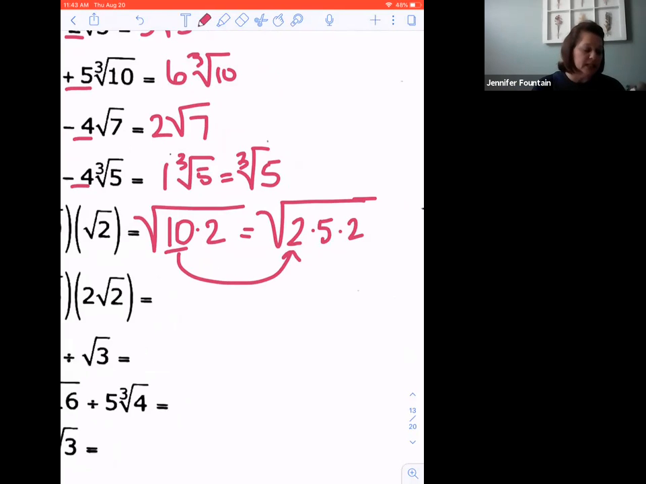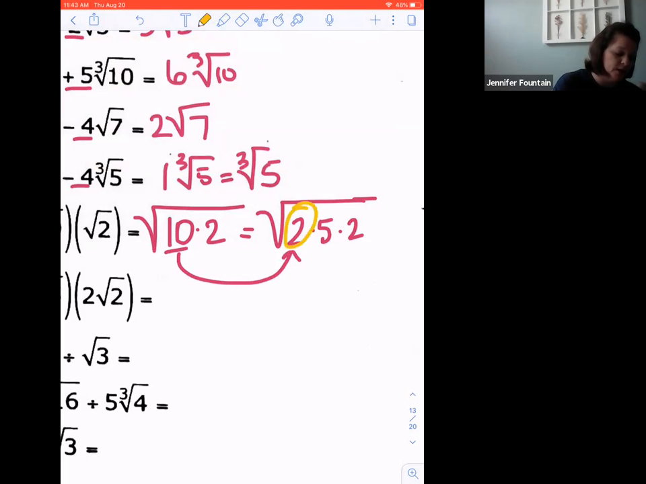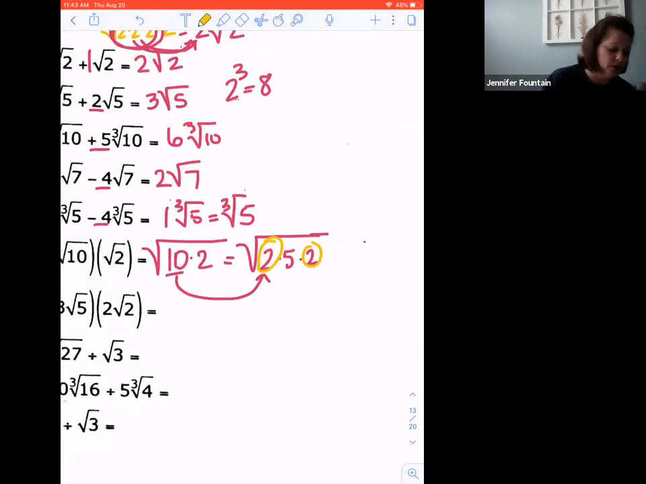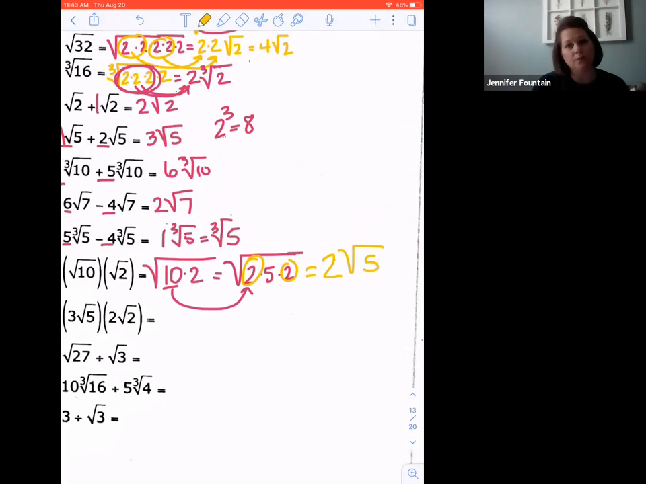Okay, so 10 times 2 has become 2 times 5 times 2. Is everybody with me on that so far? All right, my index is 2, so that means I need my 2 buddies. They're separated right now, so I'm just going to circle them independently. I have 2 2s that are circled, so those 2 2s come out as a whole group of 2s, or a whole number 2. My 5 does not have a buddy, so he has to stay under the radical.